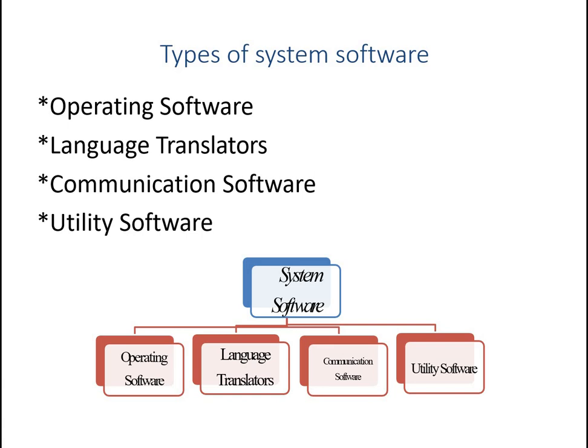So we broadly spoke about what a system software and what an application software is. Now we will see what types of system softwares there are and what types of application softwares there are. As we already discussed, some of the types of system software are operating software, language translators, communication software, and utility software.